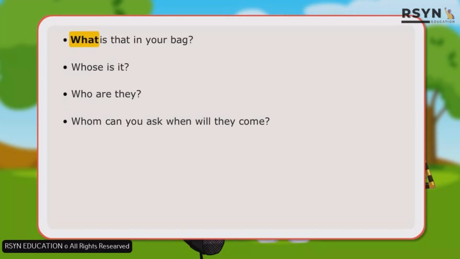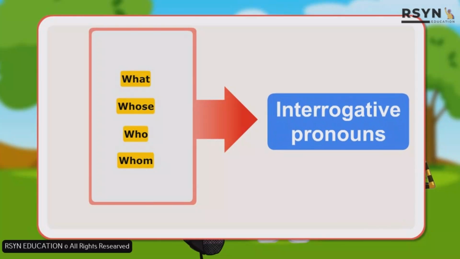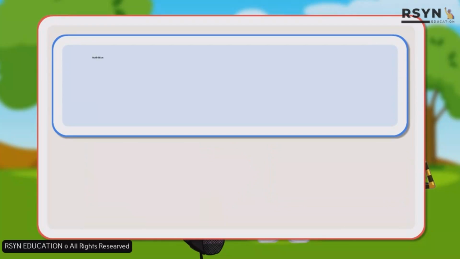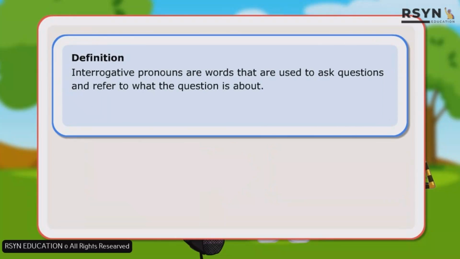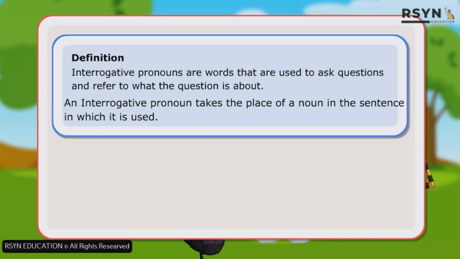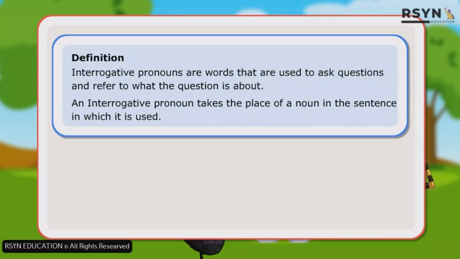In the conversation, Raman is asking Varun a number of questions using interrogative pronouns. The words what, whose, who, and whom are examples of interrogative pronouns. Definition: interrogative pronouns are words that are used to ask questions and refer to what the question is about. An interrogative pronoun takes the place of a noun in the sentence in which it is used.